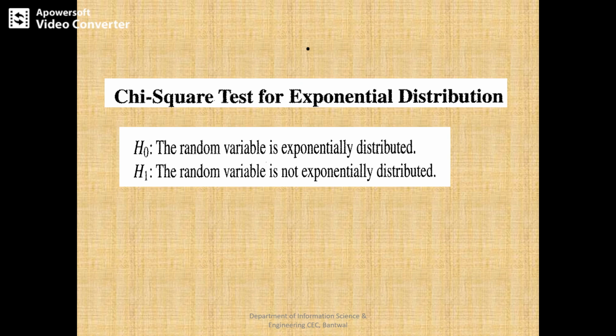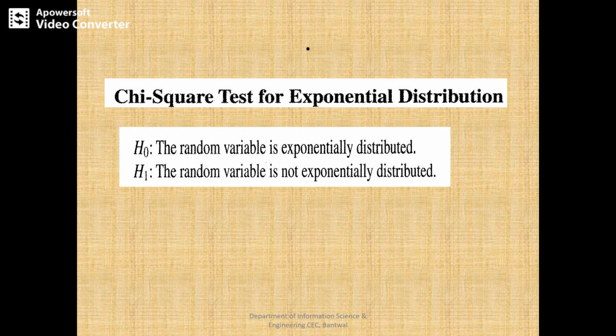That was computed, and the following hypotheses are formed. H0: the random variable is exponentially distributed. H1: the random variable is not exponentially distributed.